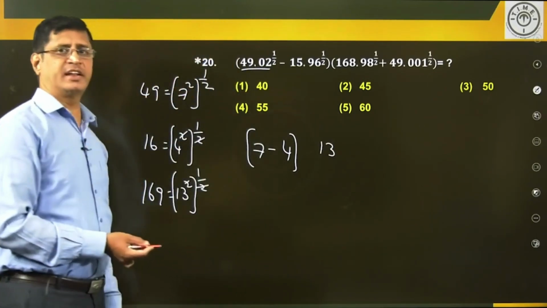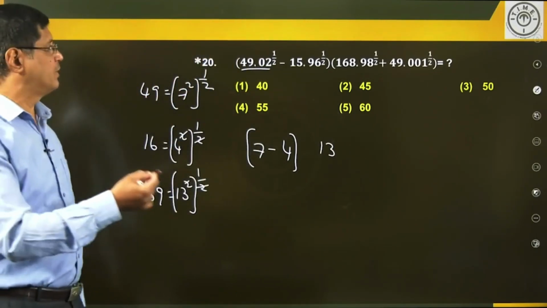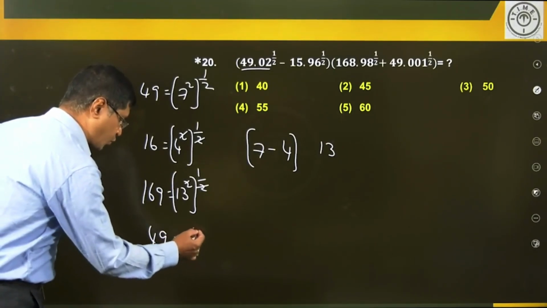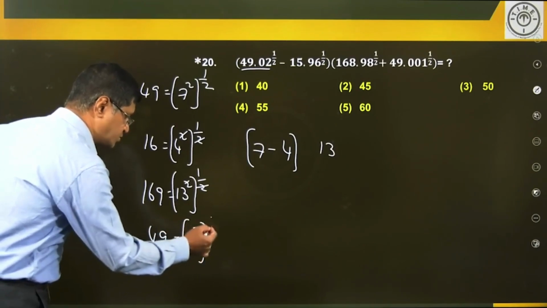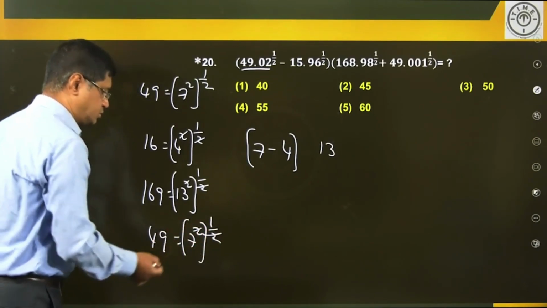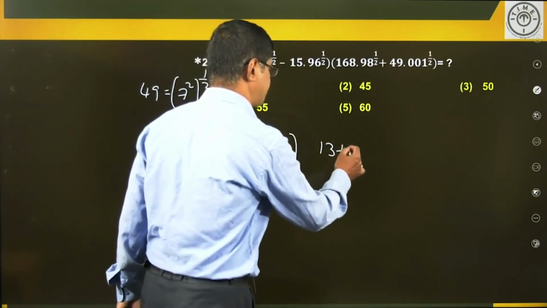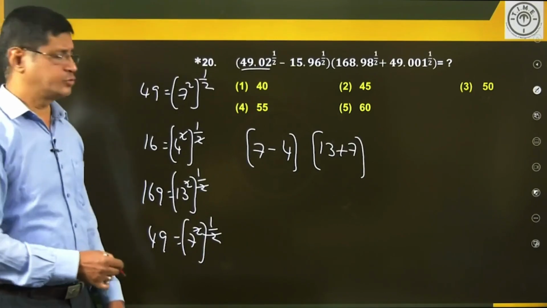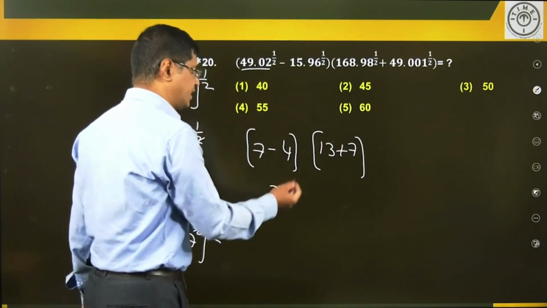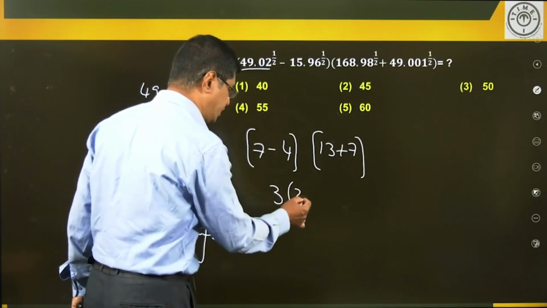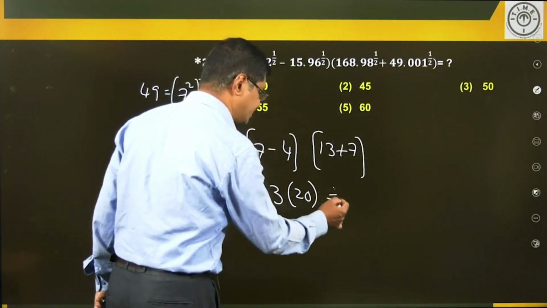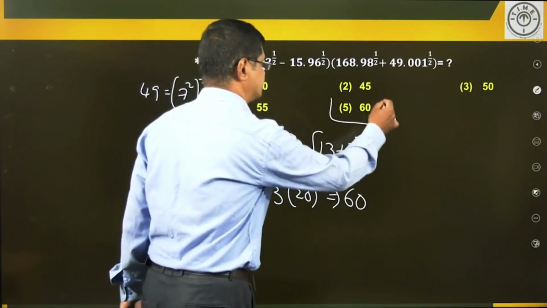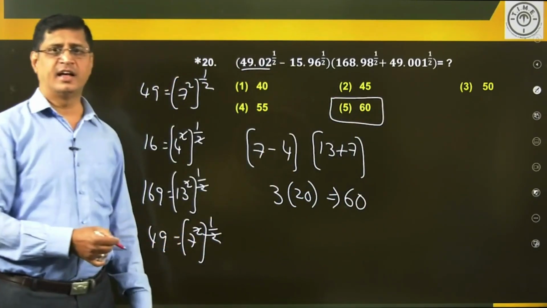Then what is next? 49.001 to the power 1 by 2. So 49 is the approximate value, 7 square. 7 square into 1 by 2, that is 7. Yes, my dear students, simplify this. 7 minus 4, that is 3. 13 plus 7, that is 20. 3 into 20, the result is 60. So what is the right choice? Option 5. The fifth choice is the right answer.